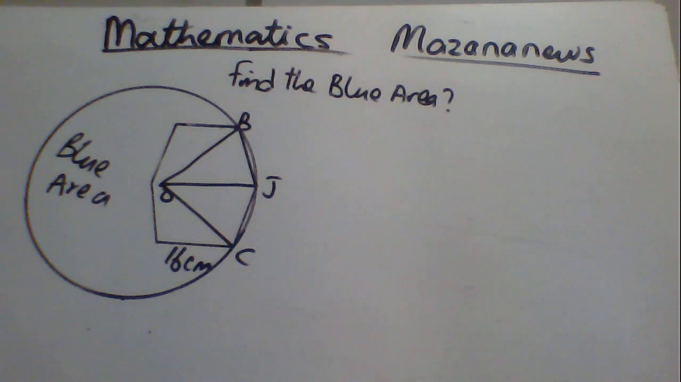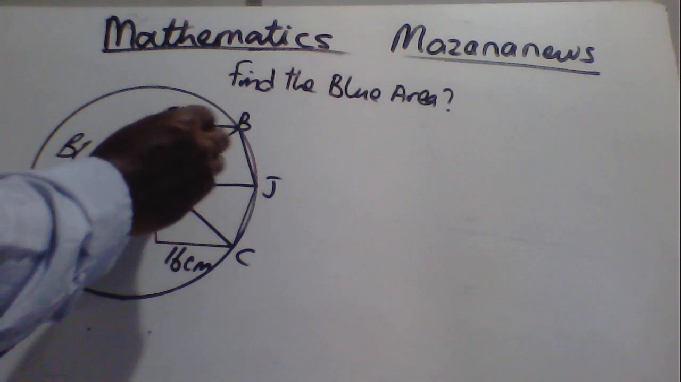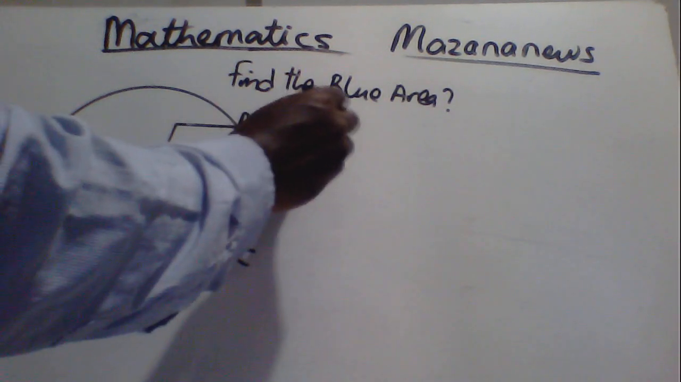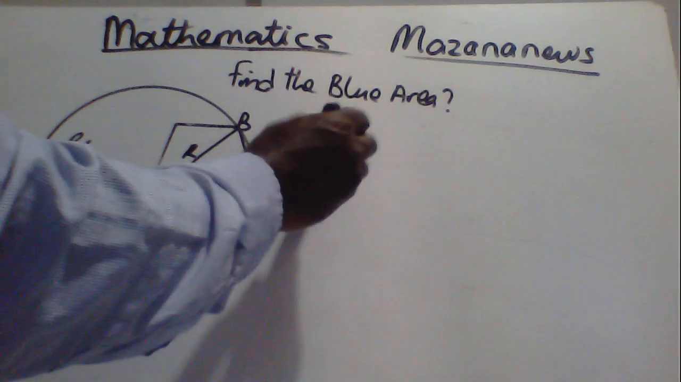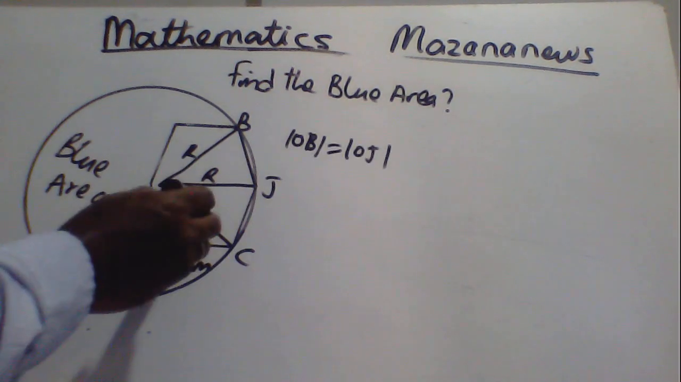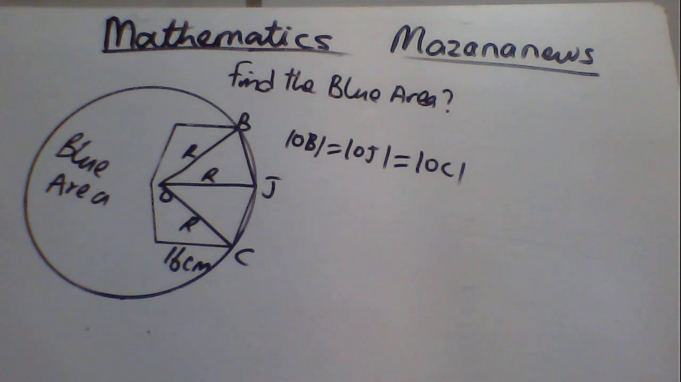Once we have done that, you will know that if here is the center of the circle O, then OB is the radius. If here is the center, OB, OJ will be equal to what? OJ, and it will also be equal to OC. So this is the first thing you have to know.